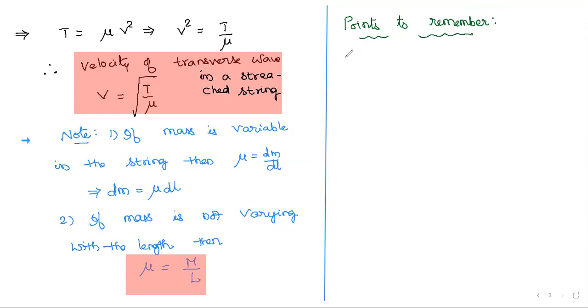Okay, number one, velocity v is equal to root of T by mu, where mu is equal to total mass by total length, or if it is variable, dm by dl.